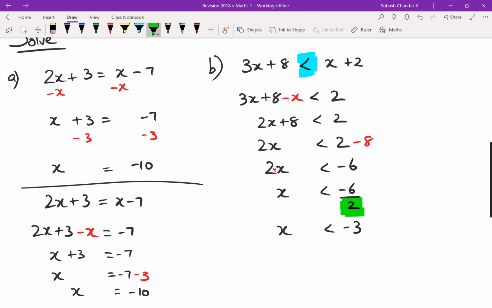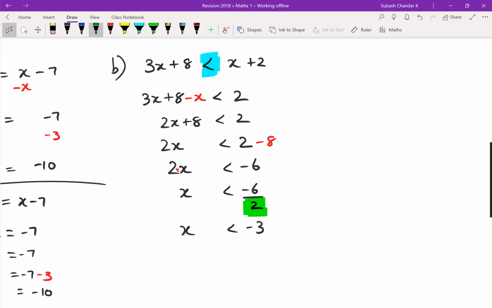If that number there in the green area, the highlighted area, is a negative, if you're dividing by a negative number, then you switch the sign. So what I mean by that is if your question looks like this, negative 2x is less than 8, for example. When you do this, x is right there.